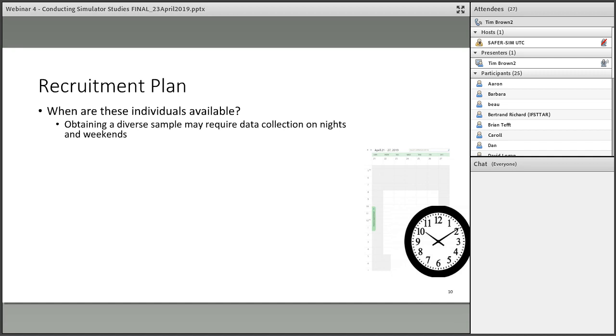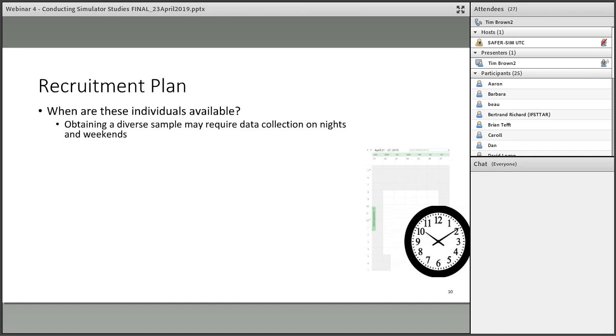For students out there, 8 to 5 might not be great for you as you work around your class schedule, but those are things you need to consider. Evenings and weekends may be the best time to get a diverse sample, and you may need those in addition to those times during the day. And sometimes you need to be more flexible. Different populations come into play here.